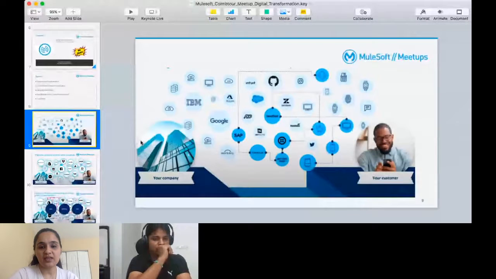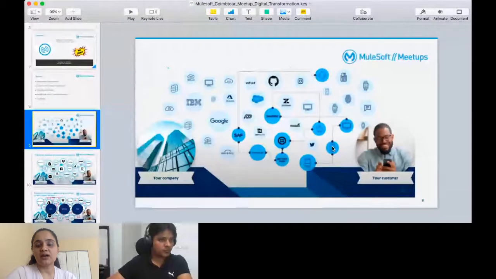But here in the slide you can see the user flowing from this to this and this and this, and a lot of applications are involved here.